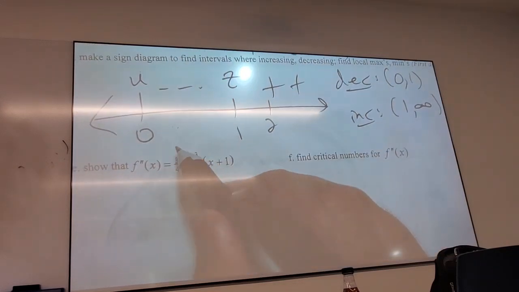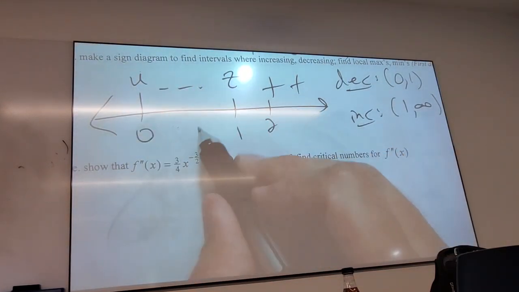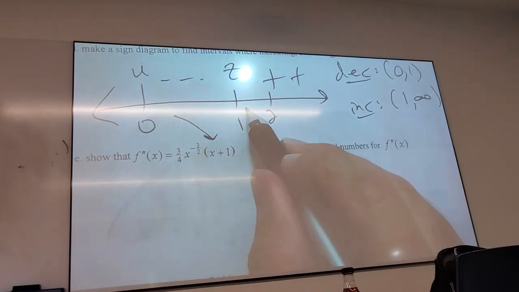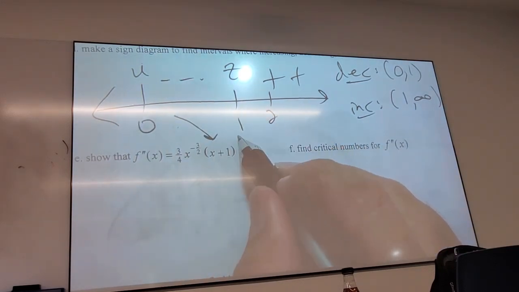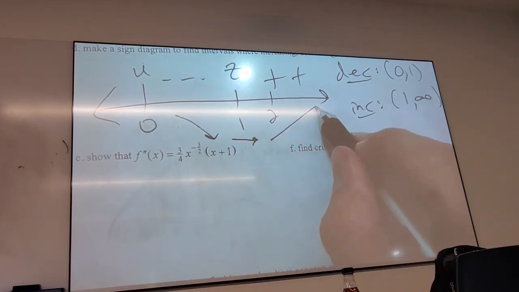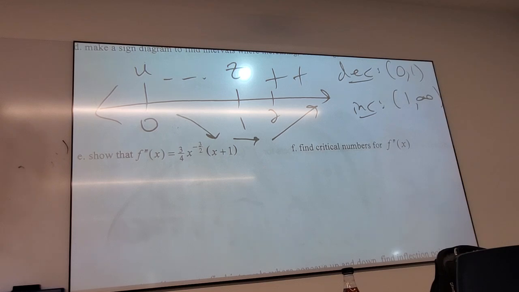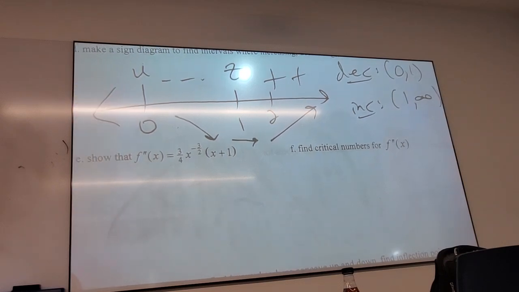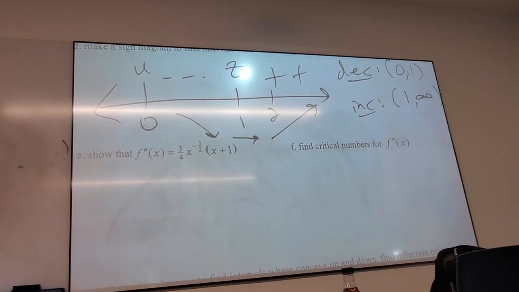Can you draw underneath here? Don't worry about the undefined thing. What's it doing in this region here? Negative. Going down. Here it's flat. And here it's going up forever. So it should have kind of a down thing. We don't know exactly what's happening at 0, but we know it should go down from whatever is 0, and then it should turn and come up forever.